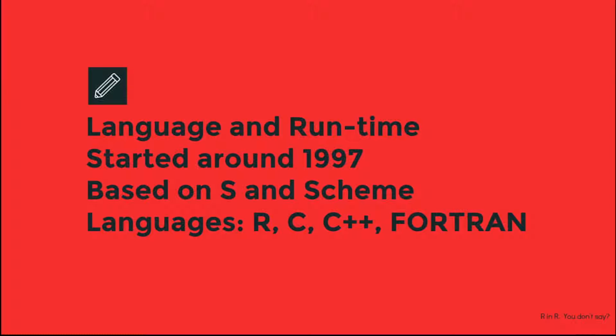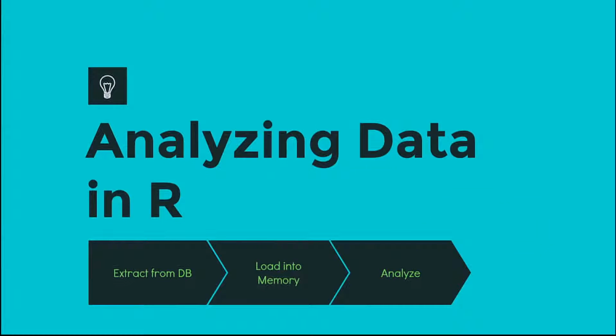It was created in '97, and they mentioned it was based on S, also based on another statistical language called Scheme, and incorporates those four languages, R, C, C++, and Fortran. And I saw an article about 2 years ago that said how much R code is in R, and it was somewhere around 25%, so kind of an interesting number.